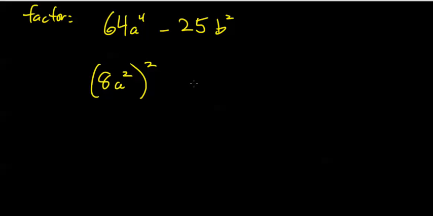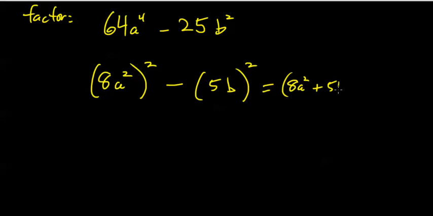I can rewrite 64a to the fourth equivalently as a squared squared, could I not? And 25b squared I could rewrite as the square of 5b. And of course, once I establish I've got a difference of squares, I could call this then 8a squared plus 5b times 8a squared minus 5b.